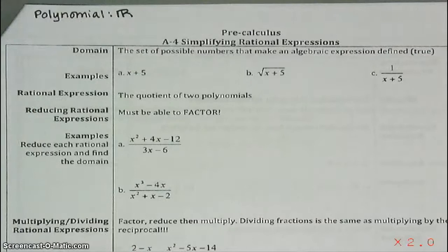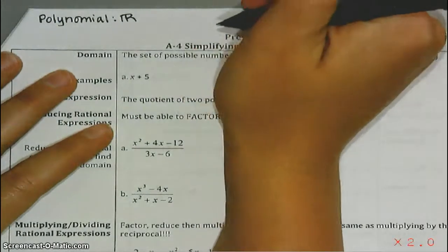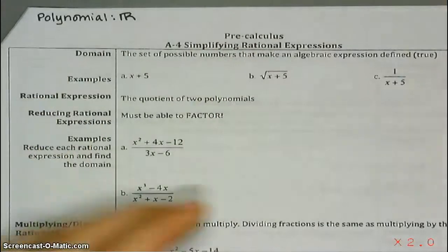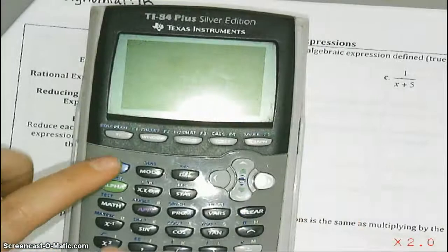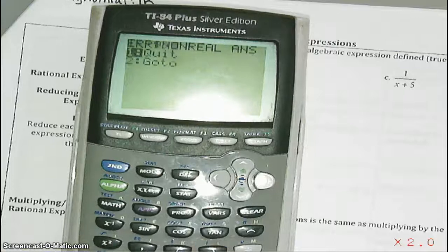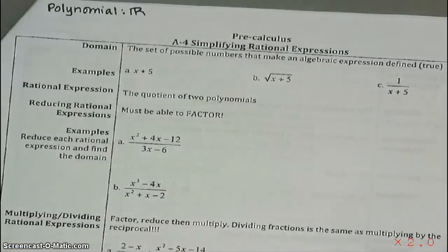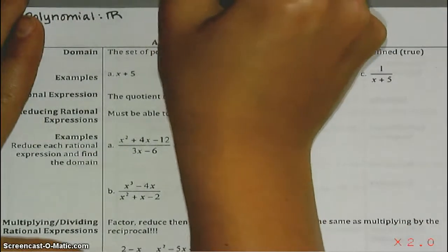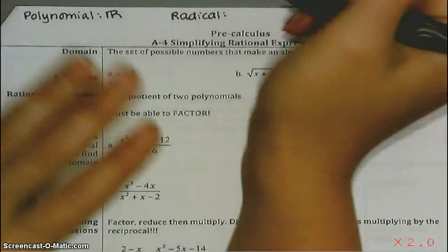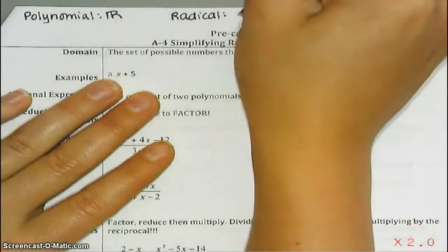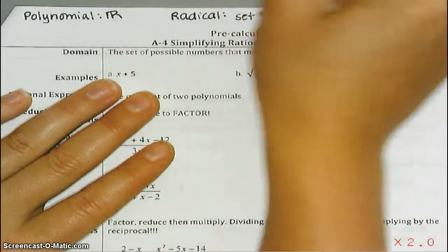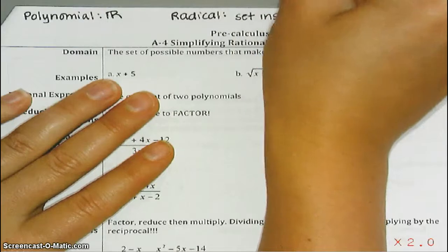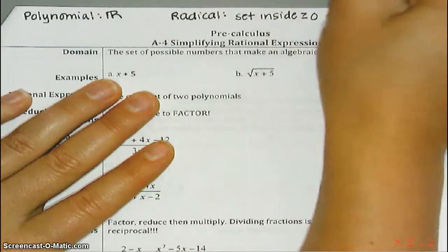For a radical, you can double check. You can't take the square root of a negative number. For example, here's my calculator. If I try to take the square root of -9, it's going to tell me no real answer or error. So for radicals, if you want to find the domain, just set the inside greater than or equal to 0 and solve.